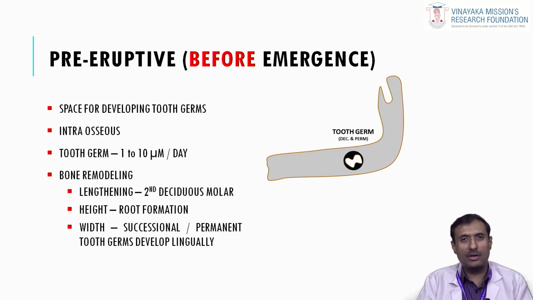There has to be enough space within the jaw as the jaw grows in three dimensions: the lengthening, the height, as well as the width. So these three dimensions occur in the pre-eruptive phase. We have to understand here that the rate of deposition or the rate of eruption of the tooth germ is 1 to 10 micrometer per day. Therefore the bone remodels in three dimensions, as I mentioned before. This is basically for the lengthening of the jaw for the deciduous molars, and height, which is done by the root formation of the tooth germs, and width, which provides us a space for the successional and permanent tooth germs.